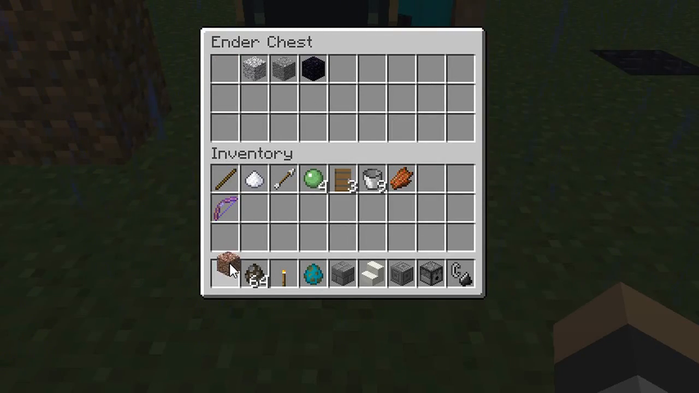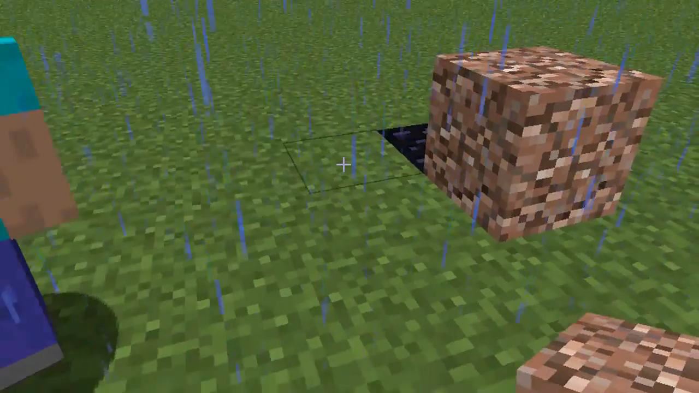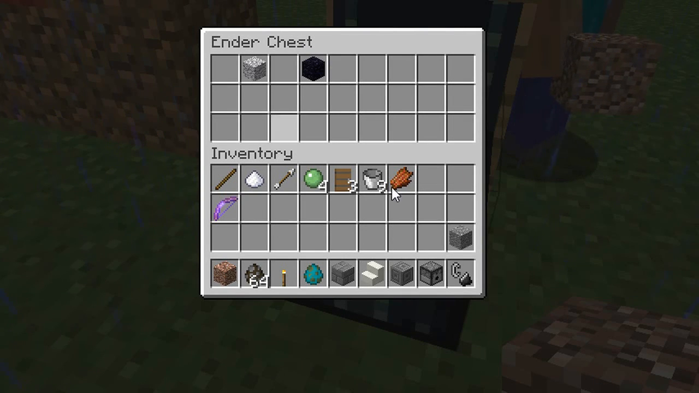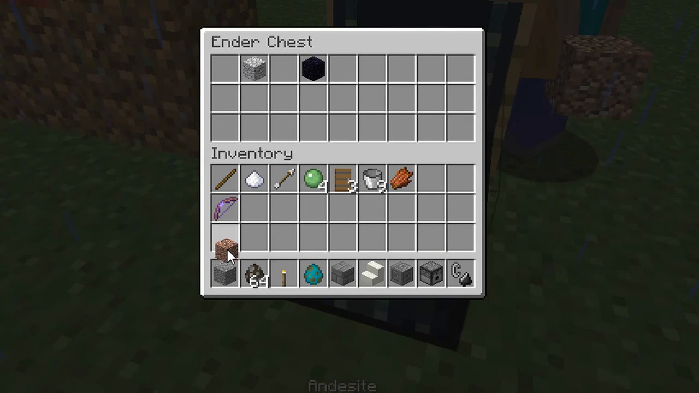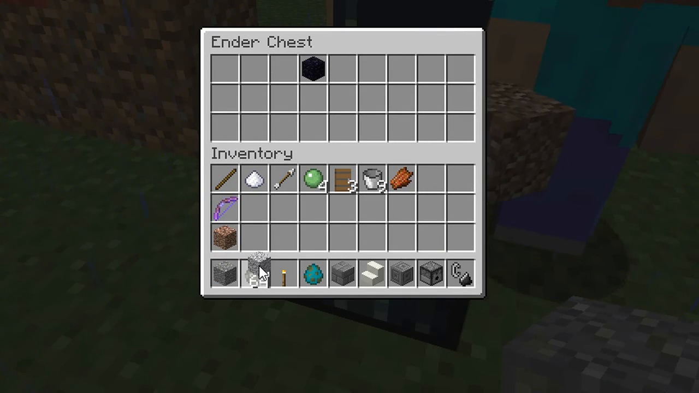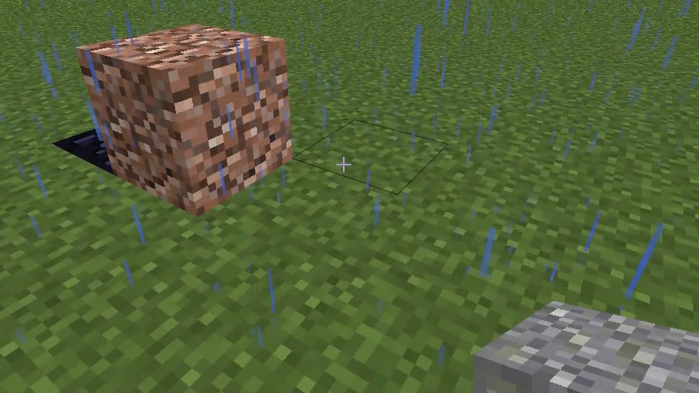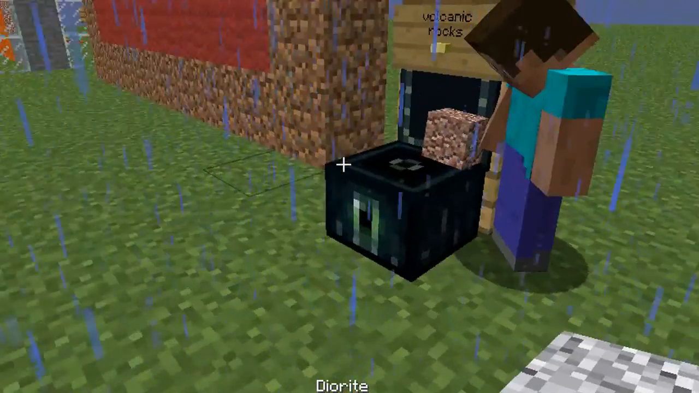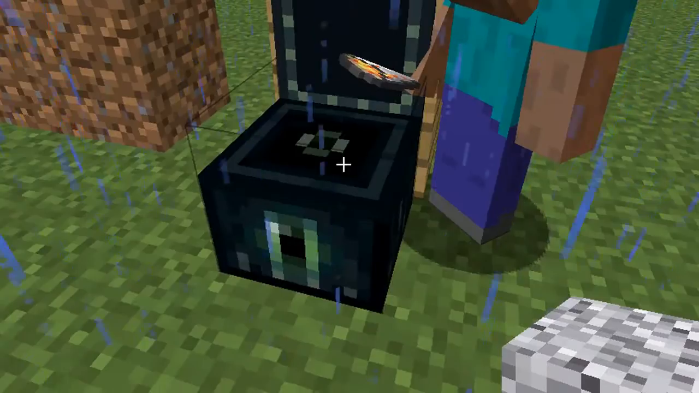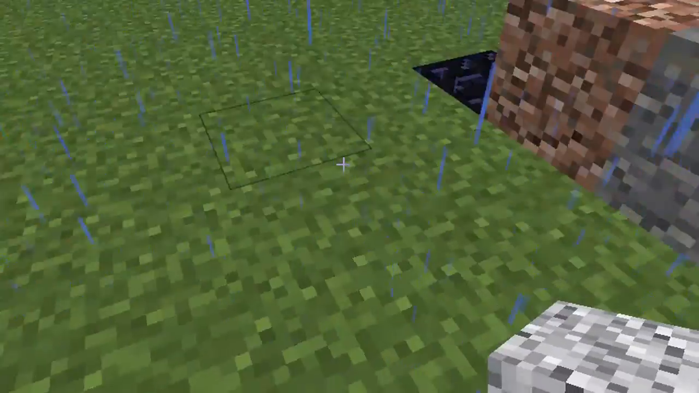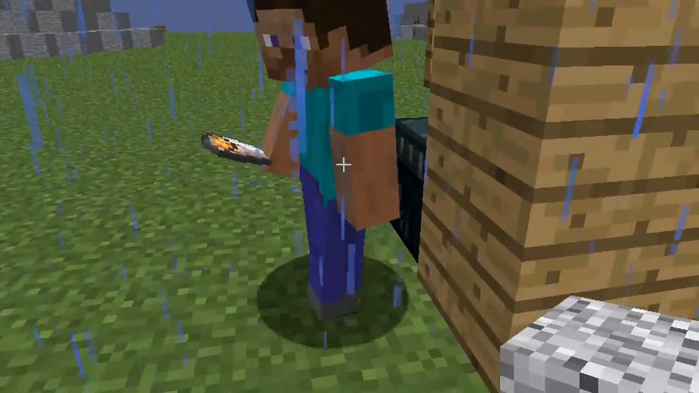And then there is granite, which is an igneous rock, as well as andesite and diorite, which are also igneous rocks. You forgot lava. Oh, the lava. Can I do lava? Yeah, I don't mind.